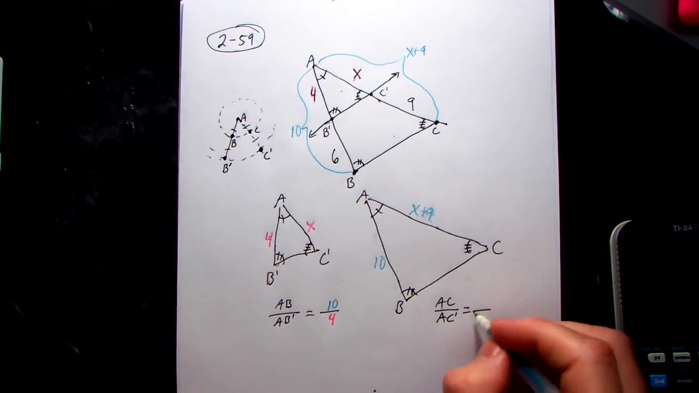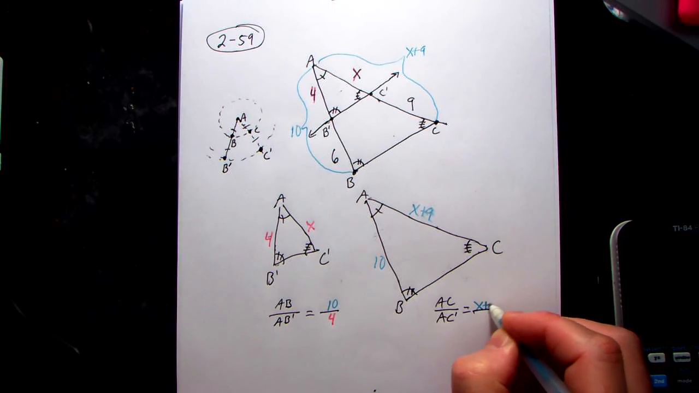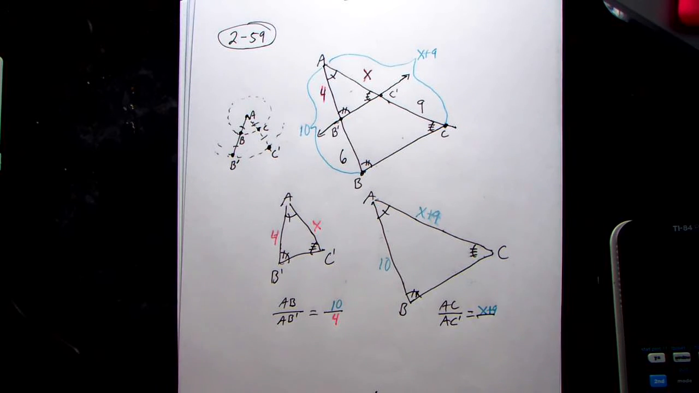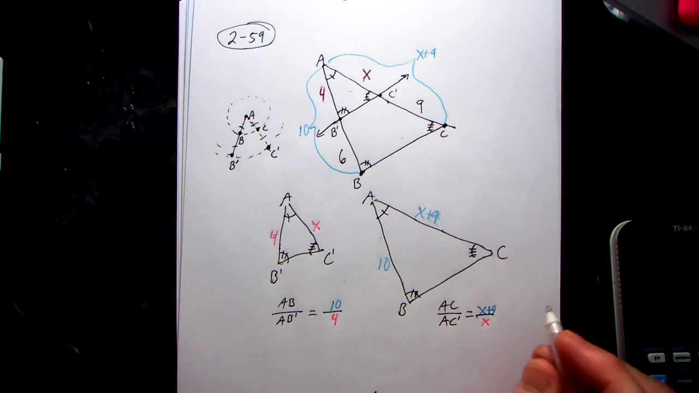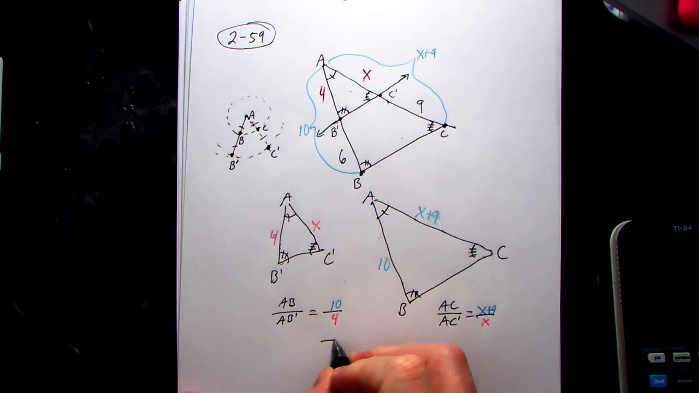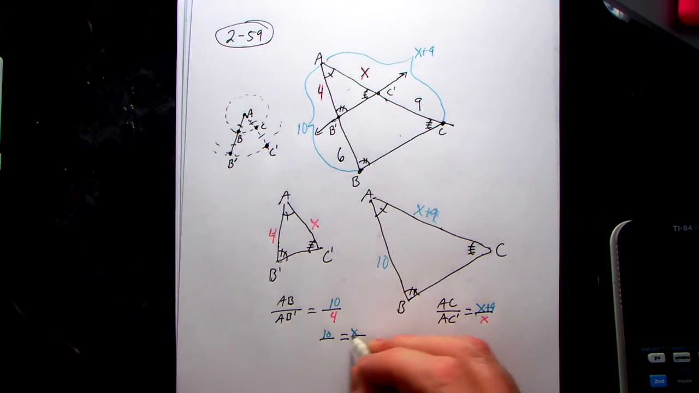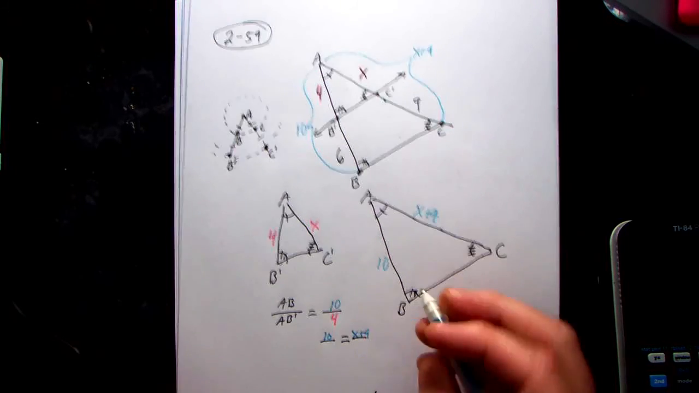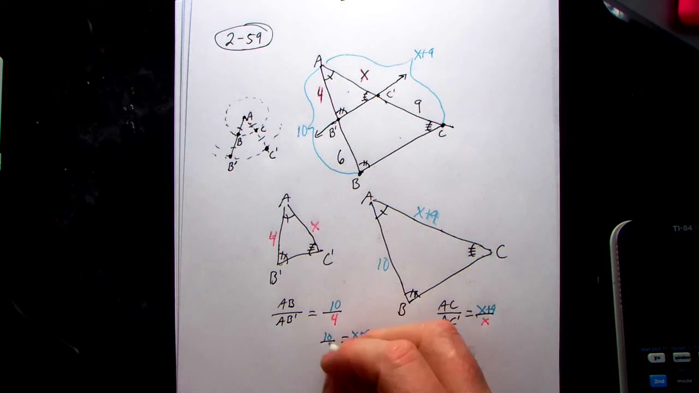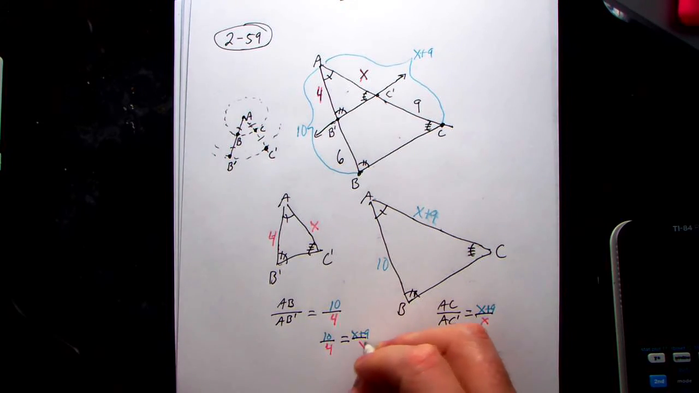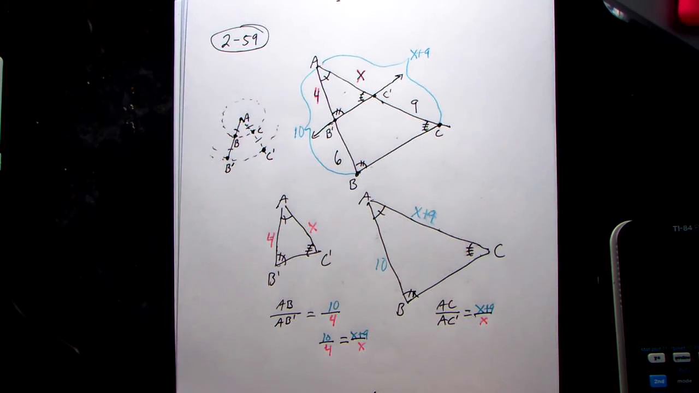which is going to be AC is x plus 9, AC prime is just x. Now since these are similar triangles, we can actually set up a proportion of 10 over 4 equals x plus 9 over x. And so that's the first proportion we can set up.